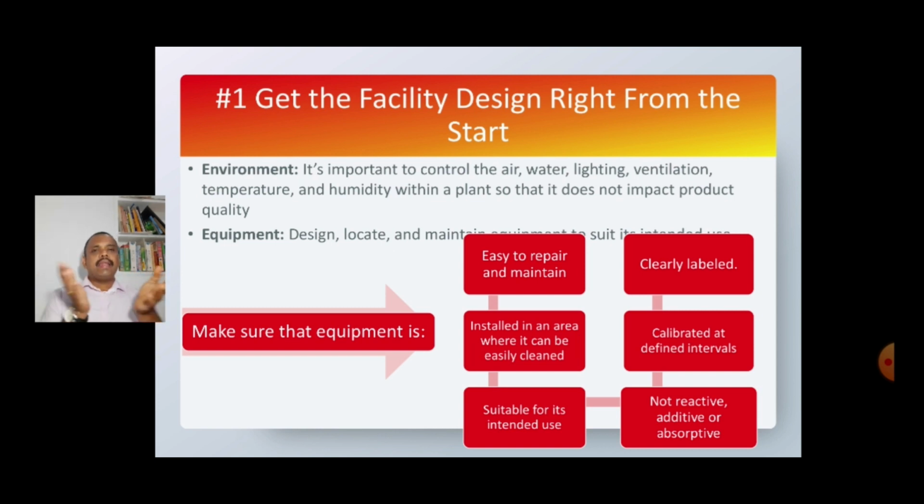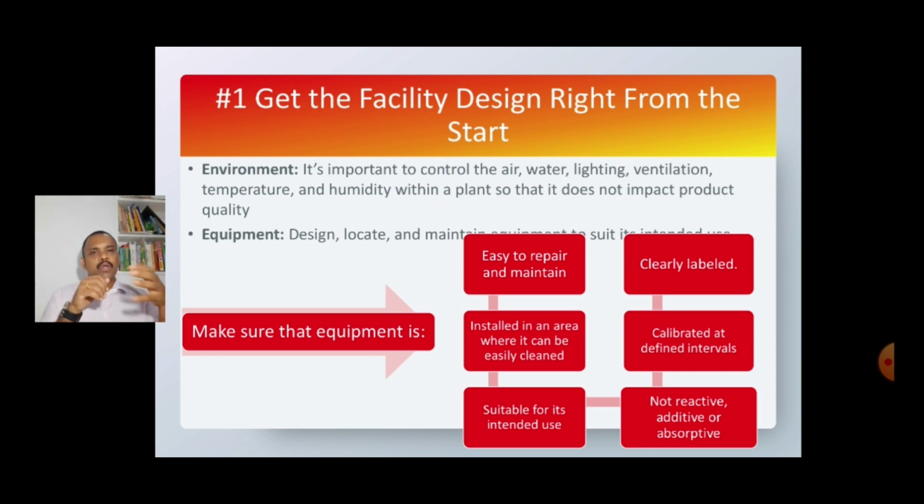Then proper lighting of the facility, proper ventilation, the temperature control, the humidity control within the plant, so that it does not impact the product quality, is very much essential. Then also about the equipment: the designing of the equipment, locating the instruments or equipments, and their maintenance of the equipment that suit its intended use. These are all also essential when we talk about the first principle.